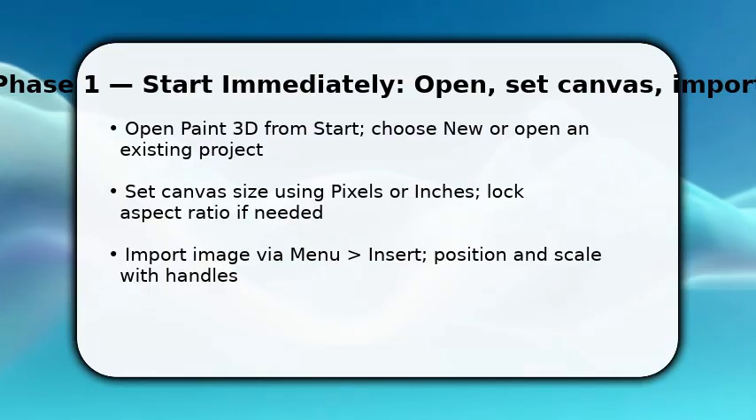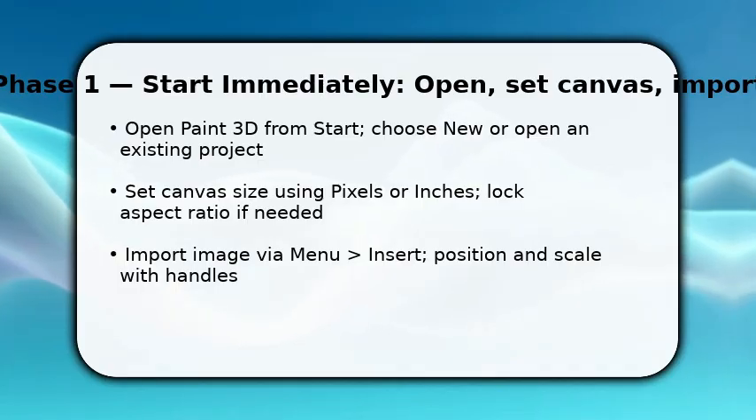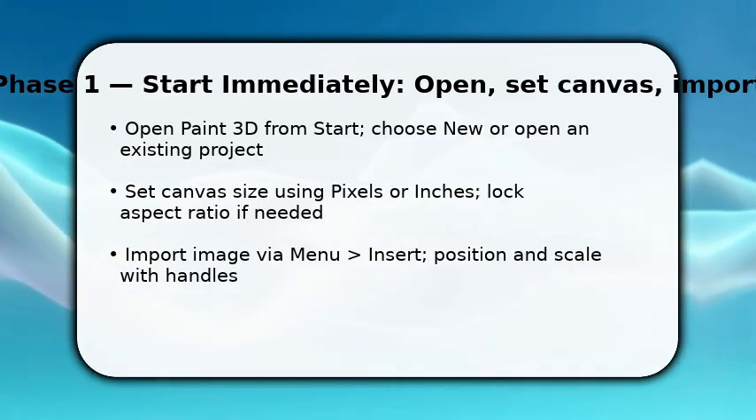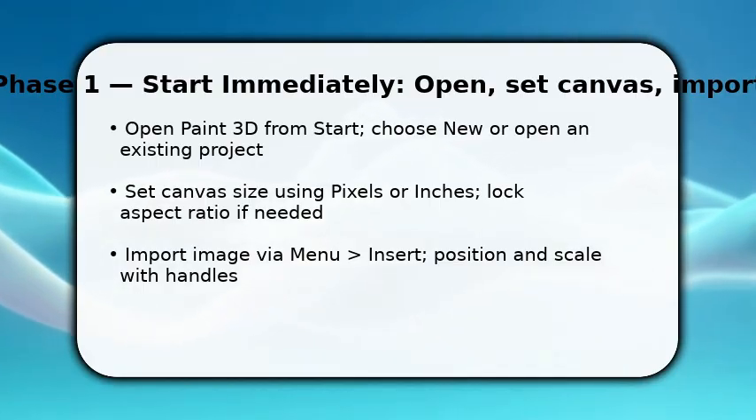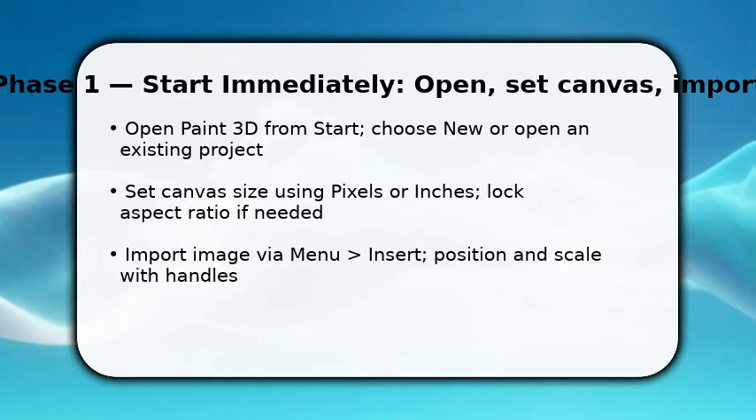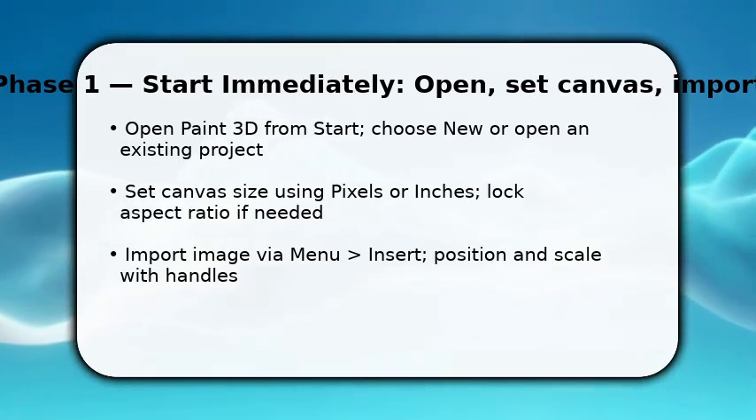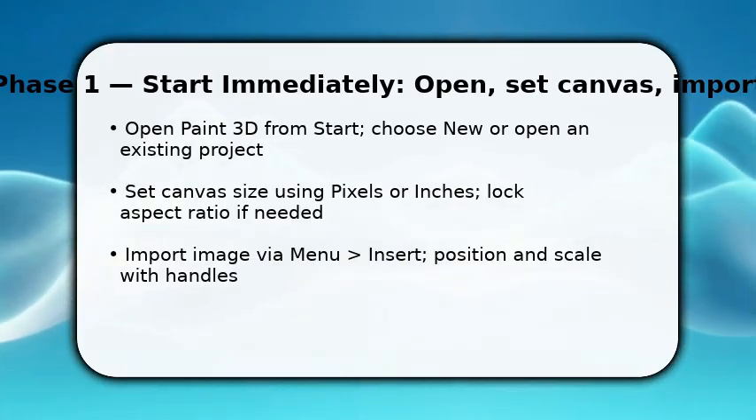Open Paint 3D now and choose New or Load a file. Don't stall. Set your canvas size in pixels or inches and lock the aspect ratio when precision matters, because consistent dimensions avoid distortion later. Once done, import your base image via menu insert, then drag the corner handles to scale. Make sure the image sits on the layer you intend to edit. Keep snap and grid off for free placement, and on if you need rigid alignment.